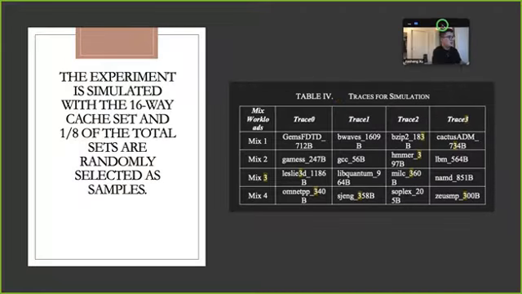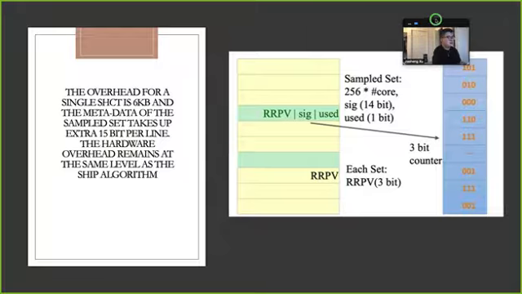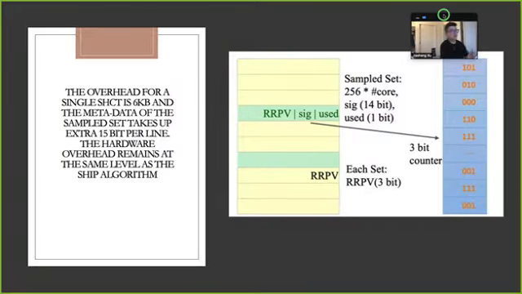So we can see the table of traits for the simulations. There are 16-way cache sets and 1/8 of the total sets are randomly selected as samples. So here the samples are totally randomly selected and all are different. There's another table here. The overhead for a single SHCT is 6 kilobytes and the metadata of the sample sets takes up an extra 15 bytes per line, and the hardware overhead remains at the same level as the SHiP algorithm. And there's the table.